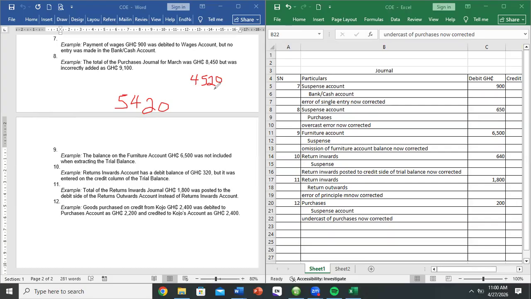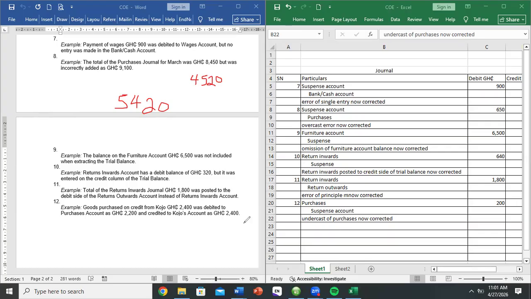In fact, error of transposition really affects the trial balance. But an error of transposition becomes an error of original entry if the transposed figure was used to do both the debit and credit. That's something I wanted to put across. But most of the transposition errors, that is if it's affecting the trial balance, will lead to either an undercast or an overcast. So I'm also recommending that you can check if it has led to an undercast or an overcast, then you can apply the casting error to get your corrections done without any stress.